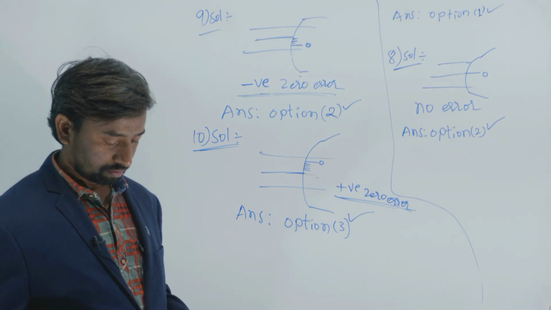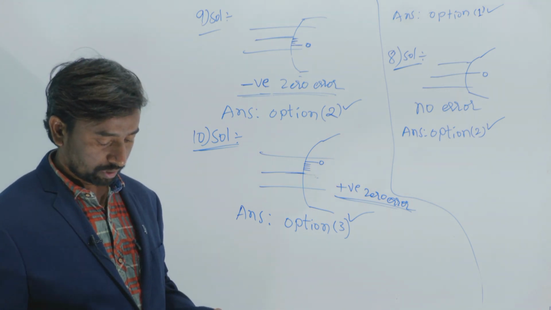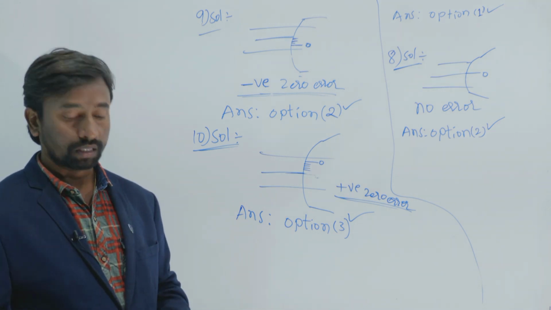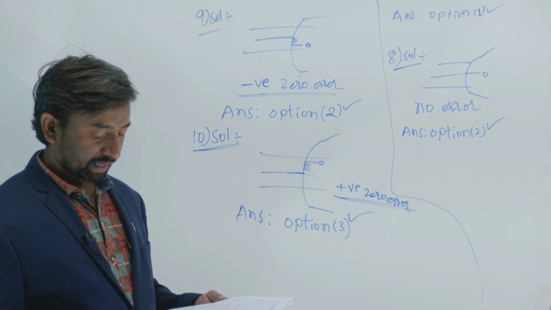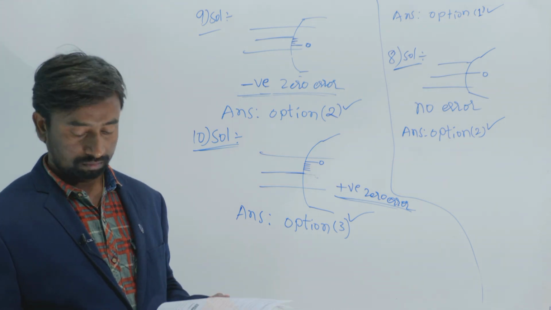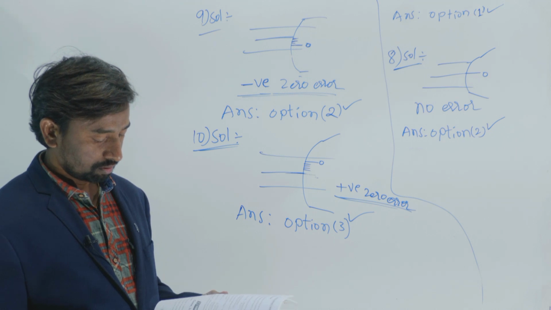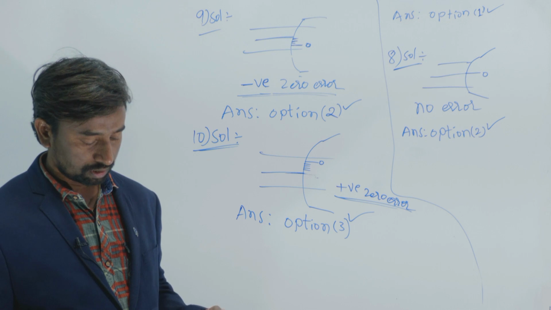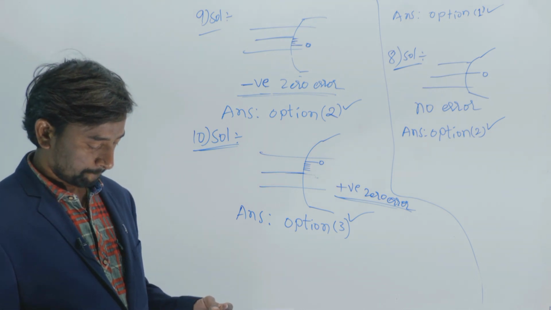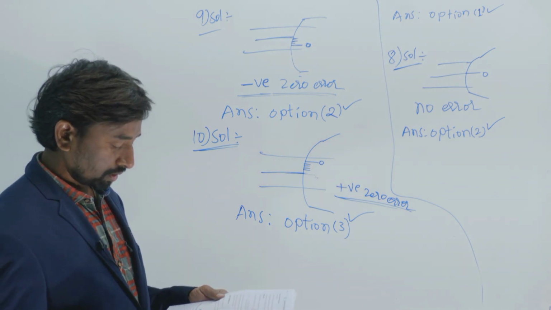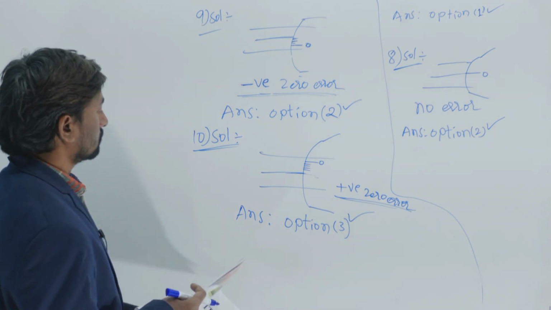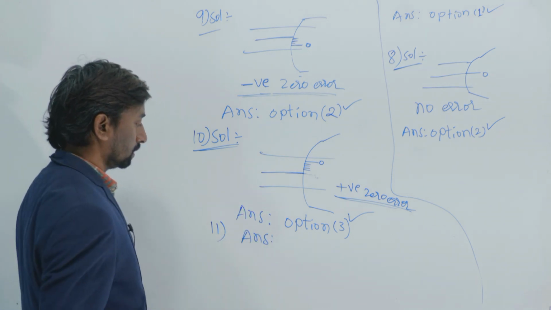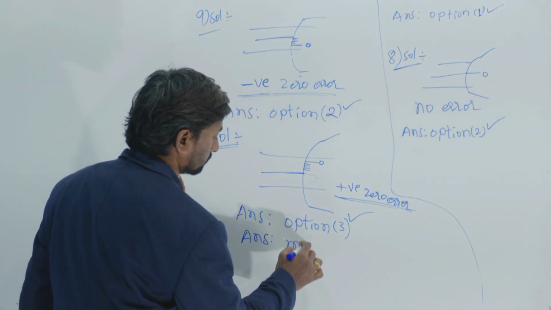Okay, next question. The screw gauge is also known as, and the options given are micrometer, nanometer, gigameter, picometer. So the 11th one we can write here, that is micrometer. Screw gauge is also known as micrometer. So the correct answer to the 11th is micrometer.